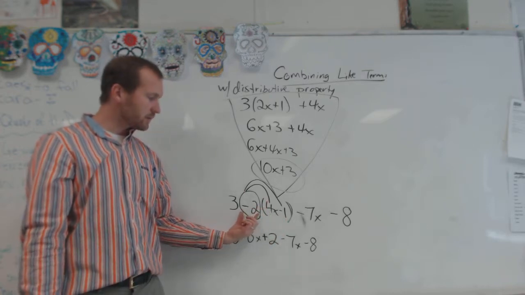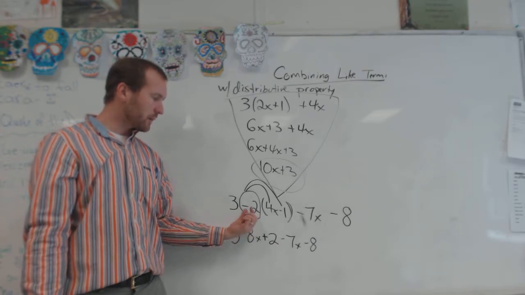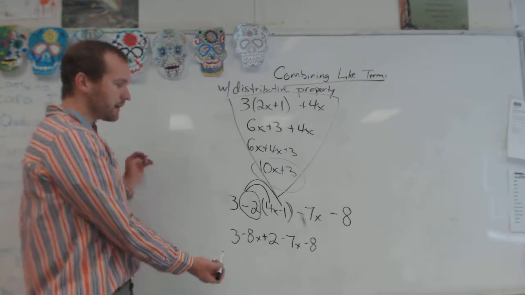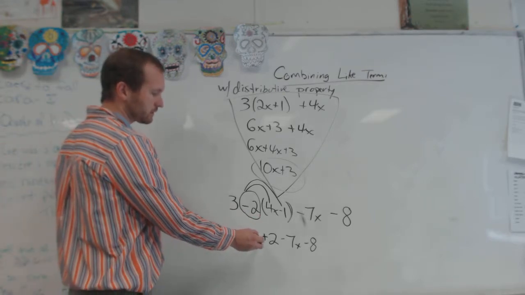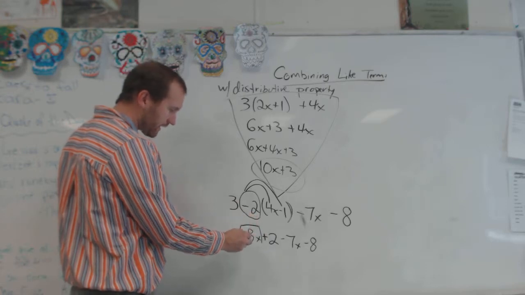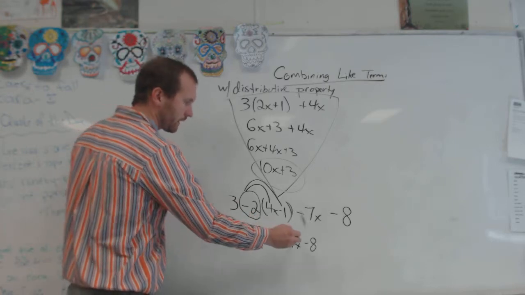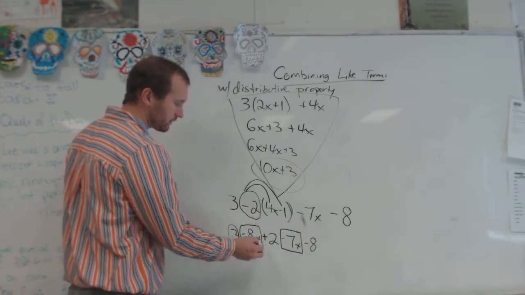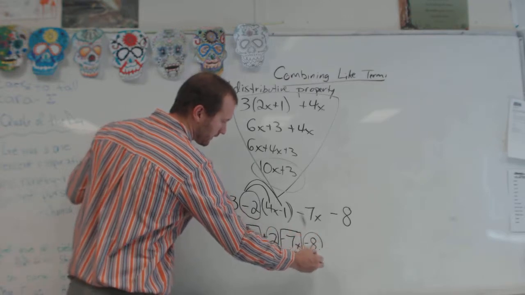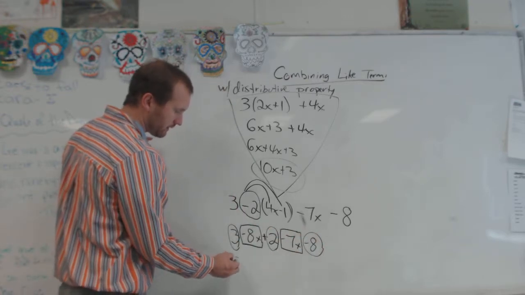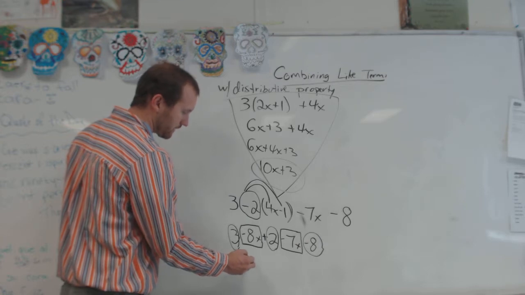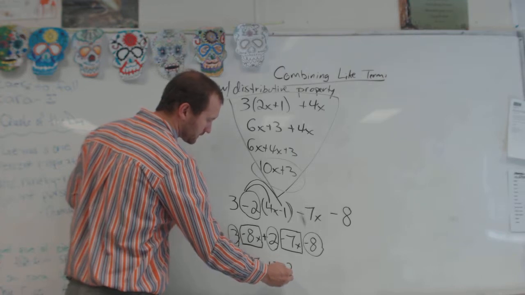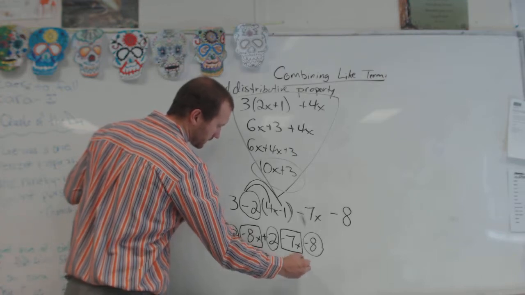But when I distribute, just like we already talked about yesterday, I have to remember my negative if there's a negative attached to that number. And then now I can find my like terms. So what are my like terms? I have a negative 8x. I have a negative 7x. And then I have a positive 3, a positive 2, and a negative 8. I'm going to rewrite this. So negative 8x minus 7x plus 3 plus 2 minus 8.